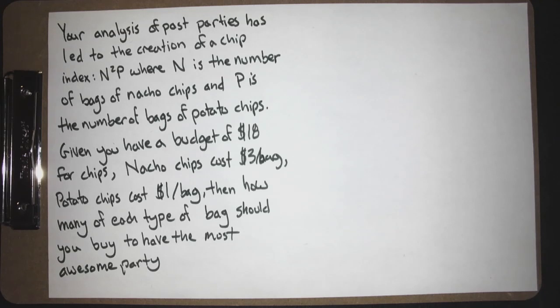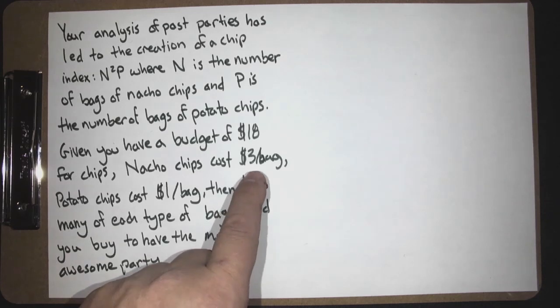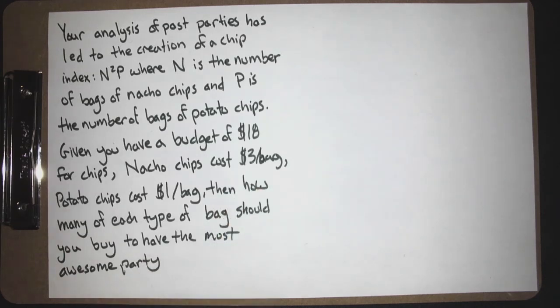Well, now we might have to be careful, because nachos are expensive. Yes, you only get 5 nacho bags, sure, but you get 3 potato chips. Is it best to buy 5 bags of nachos? So here's the question. What's the optimal blend of nacho chips and potato chips? Somebody suggested 5 nachos, 3 potato chips. Can we do better? Can we have a better party?